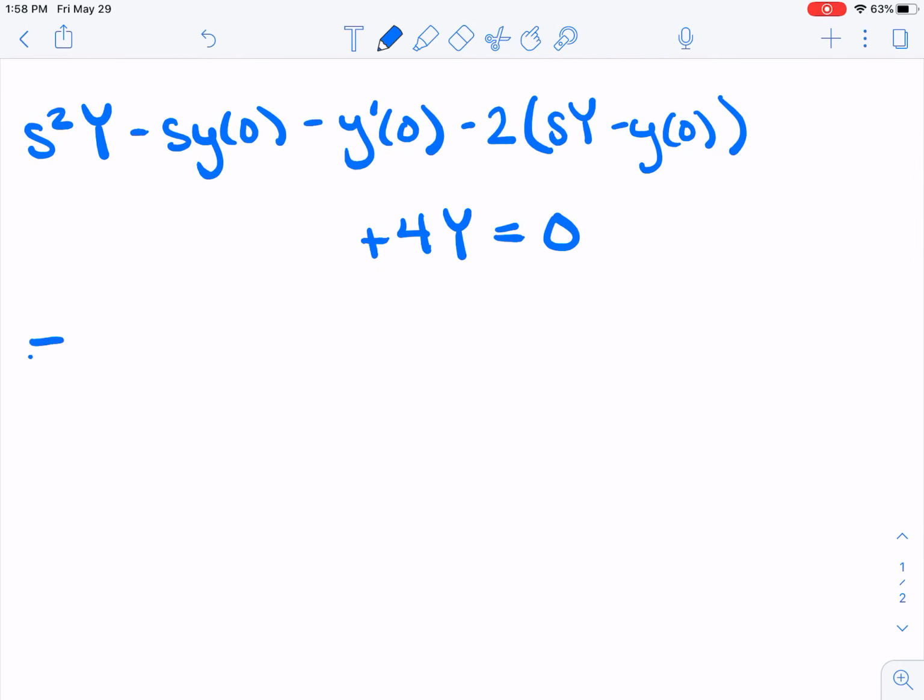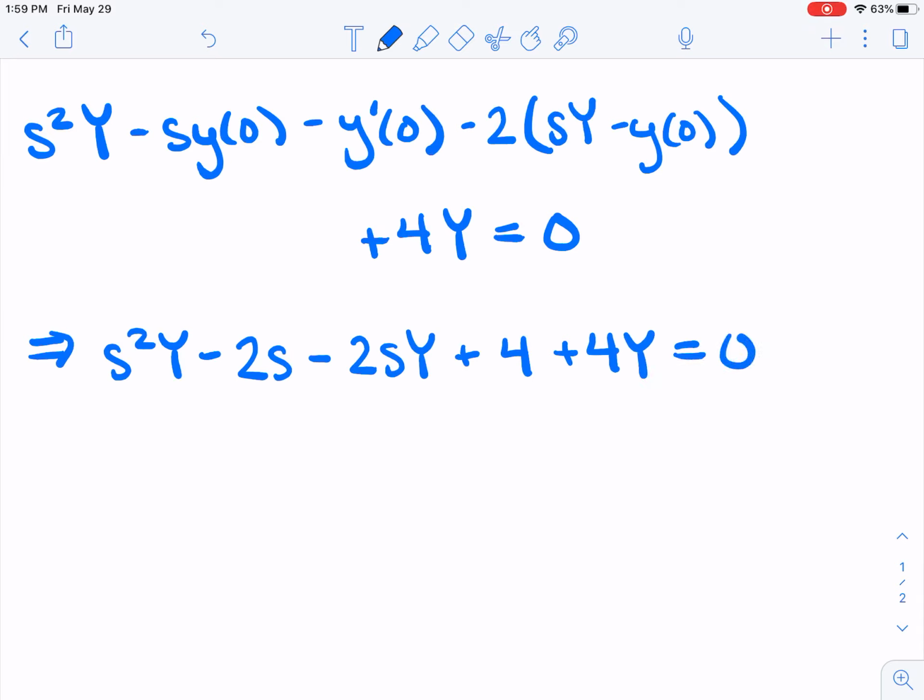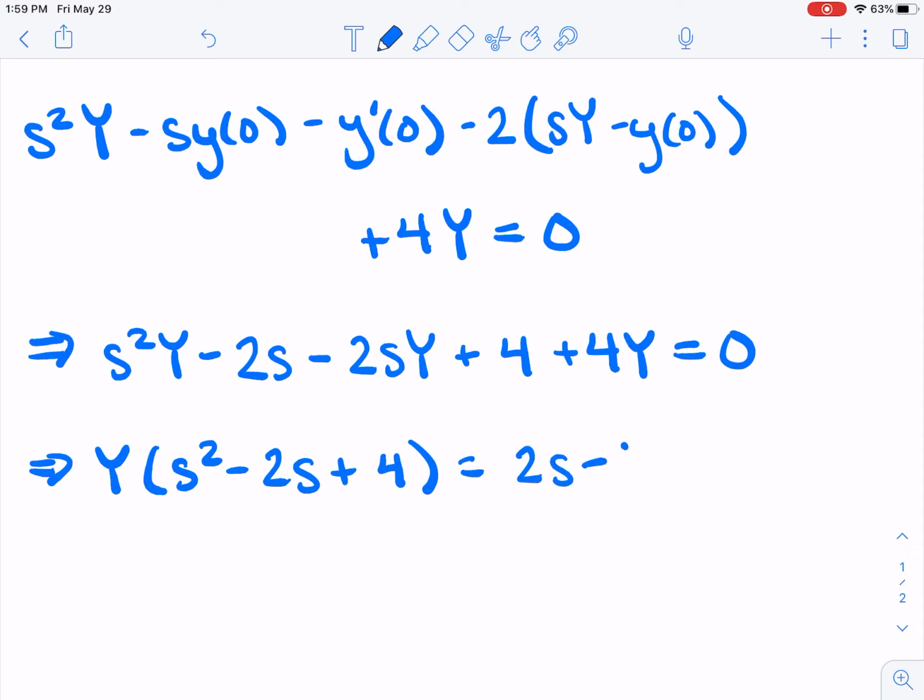Now we can put in the values from the initial conditions, and we have s squared Y minus 2s. y prime of 0 is 0, so minus 2s capital Y plus 4 plus 4Y equals 0. Factoring the capital Y out of those terms, we have capital Y times s squared minus 2s plus 4. Putting everything else on the other side, we have equals 2s minus 4.